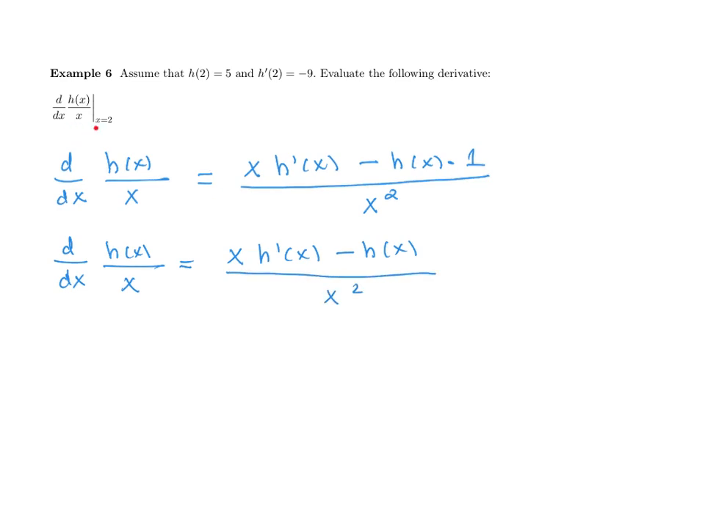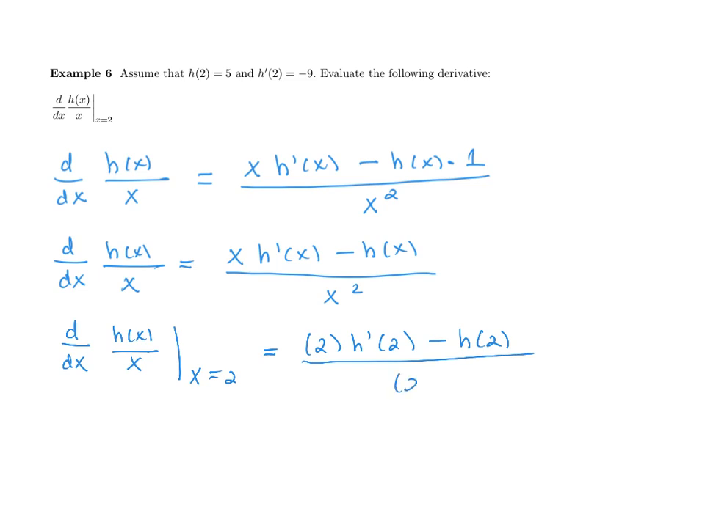Now, to figure out what this is equal to, evaluated at 2 means put a 2 in place of all of these x's and simplify it. That is, d dx of h of x over x evaluated at 2 is 2 times h prime of 2 minus h of 2 all over 2 squared. That should just reduce to a number.